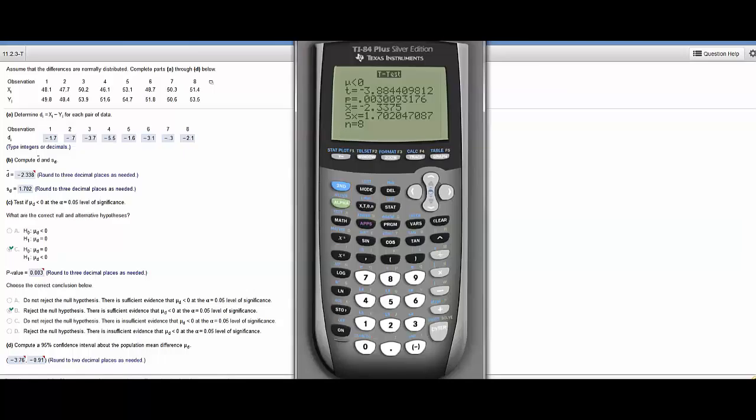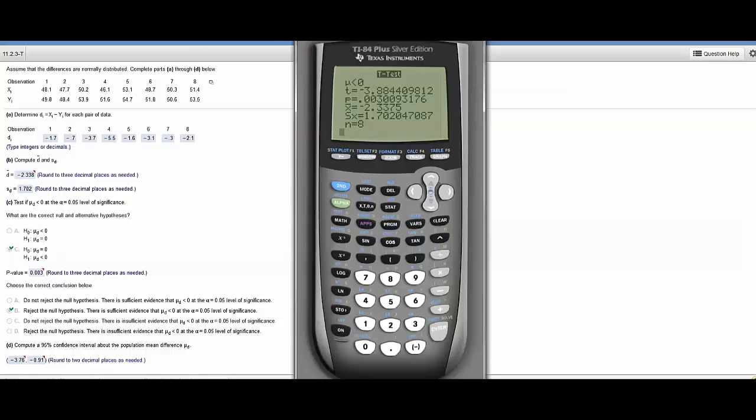Because I have that p-value, that's very statistically significant. There is enough evidence that there actually is a difference that's less than 0, and so we would reject the null, especially at a 0.05 level of significance.